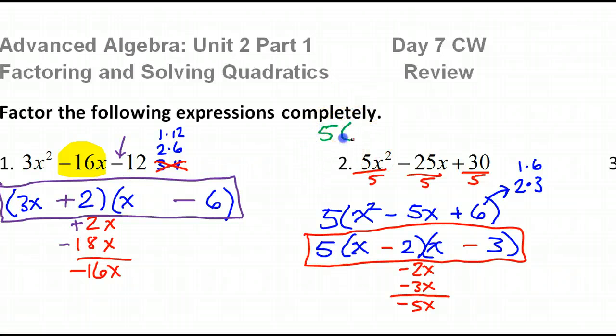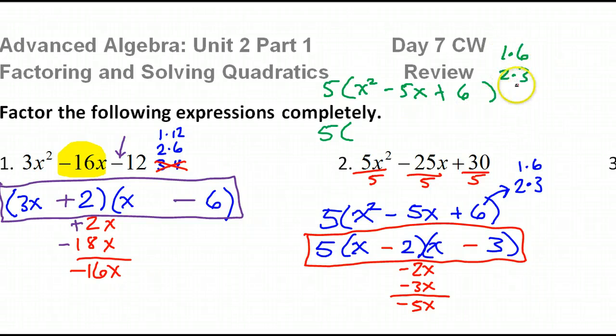Most kids see that I need to pull out that common factor. Okay, so maybe I'll do it up here. Most kids would have done that step, 5x squared minus 5x plus 6. Now, as we get ready to do 1 times 6 and 2 times 3, because there's no number in front, the leading coefficient is 1, we can do the shortcut of immediately looking at these pairs and trying to see which one can make 5 or negative 5.